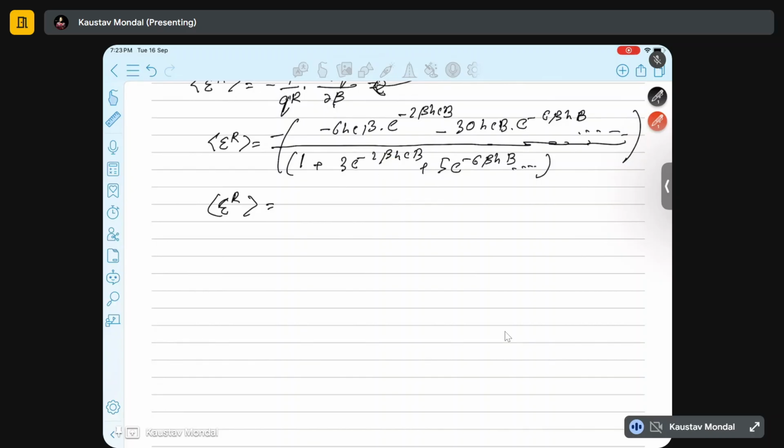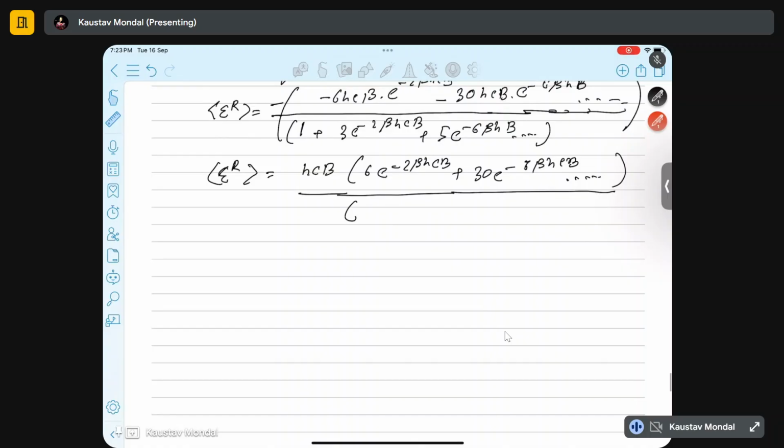You can take hcB as a common factor. So 6 into e to the power minus 2 beta hcB plus 30 into e to the power minus 6 beta hcB, dot dot dot. This whole thing is divided by 6 beta hcB.